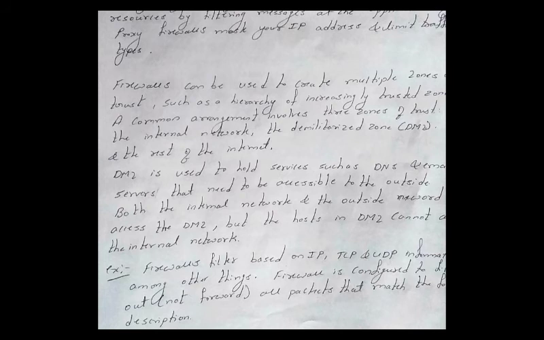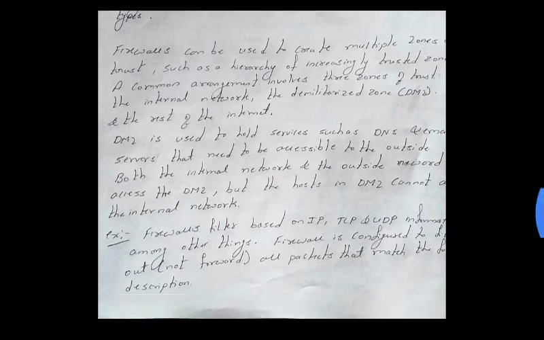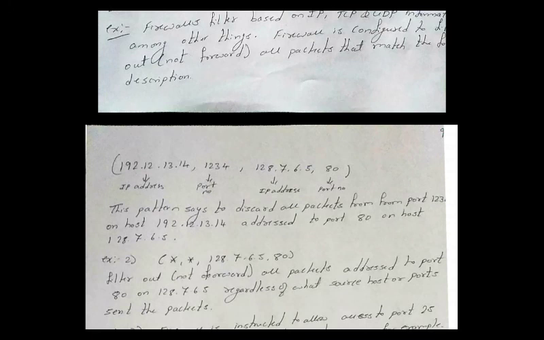So here is one example. Okay, you can see this is one example. Here they have written the rule which they are going to write in the firewall. For example, the packet coming from the IP address 192.12.13.14 with port number 1234, to the destination address present in the internal organization 128.7.6.5 with port number 80.